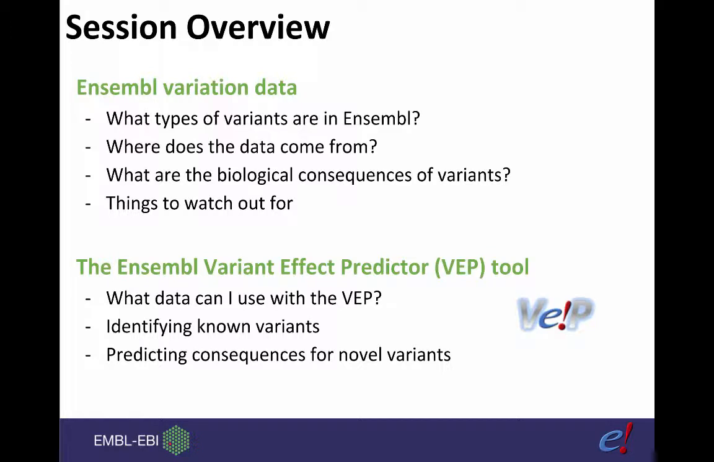So today we're looking at variation data first off. What types of variants do we have in Ensembl? Where does this data come from? How do we predict biological consequences for these variants? And common things to watch out for. There are a few things that often catch people out, so we're going to arm you with that knowledge so that when you encounter them, you can understand the data. And then for the Variant Effect Predictor, we're going to be looking at what data we can use with the VEP, how we identify known variants, and how we predict consequences for novel variants that you have submitted to the VEP tool.